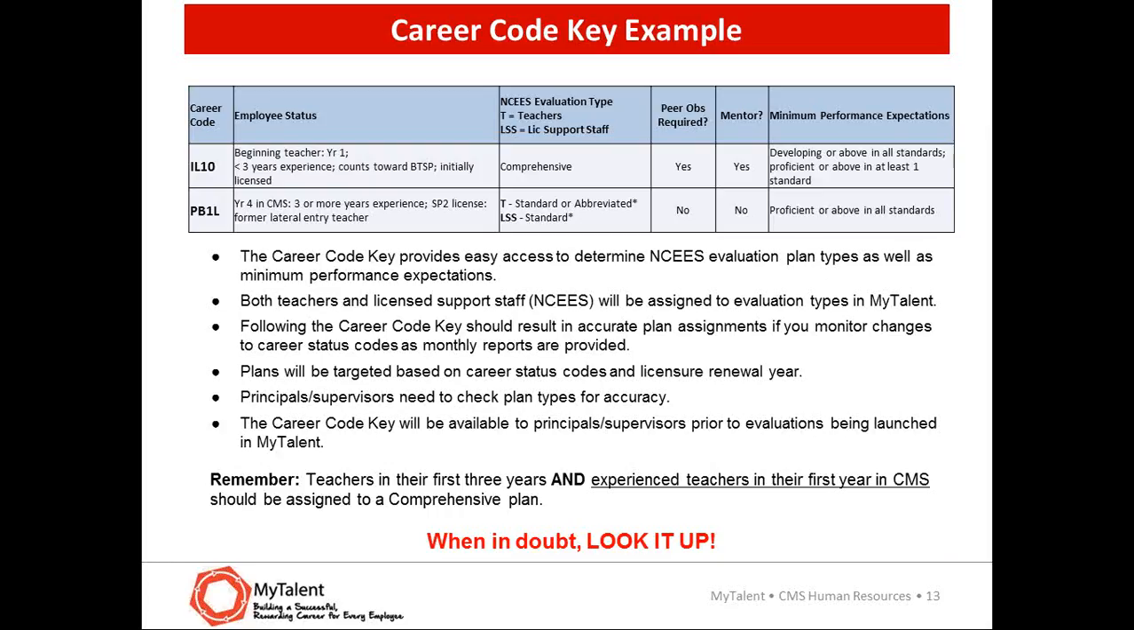As a reminder, it is critical for principals and supervisors to check plan types for accuracy, especially as those monthly reports are provided and changes are made to those career codes. The career code key will be available to principals prior to evaluations being launched in MyTalent. This will also be communicated with the timelines and minimum performance expectation documents as those are created. So we will be sure to communicate with you as soon as we have finalized those documents for the upcoming school year, and you will be notified of those.